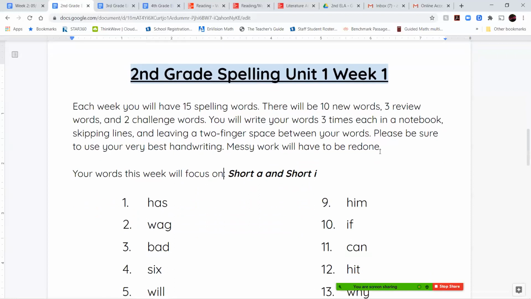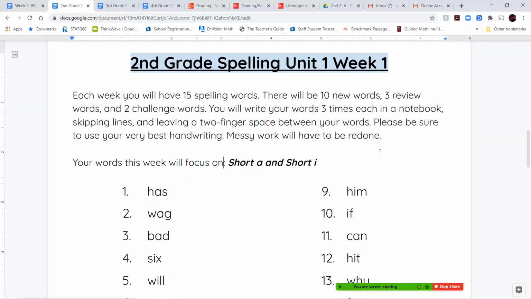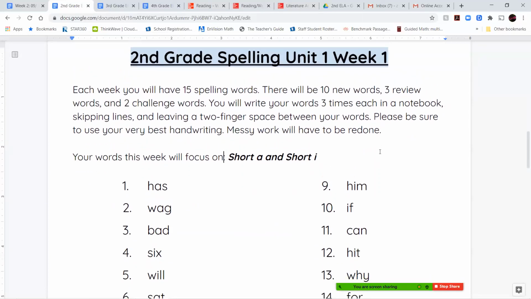Now your spelling words, you're always going to have 15 spelling words, second graders. 10 of those words are going to be new words. 3 of them are going to be review words, and 2 of them are going to be challenge words. So your homework for spelling is that you're going to write your words 3 times each in a notebook.